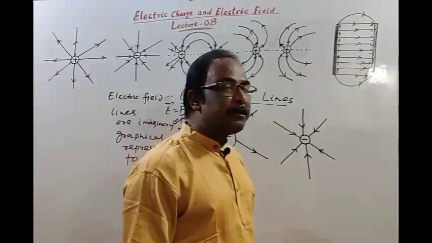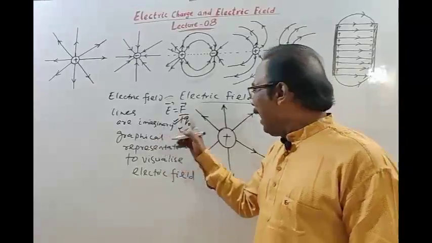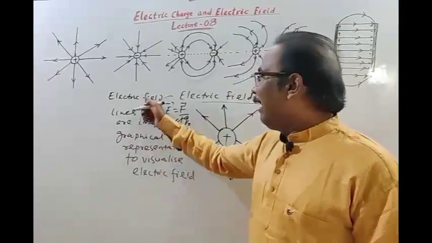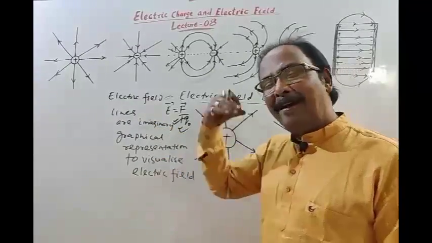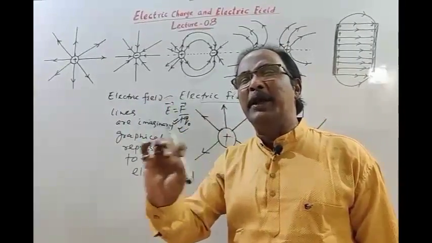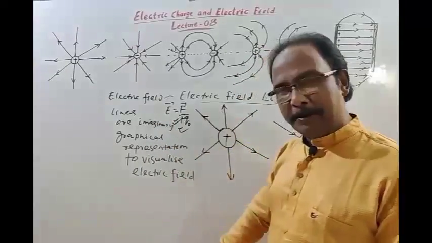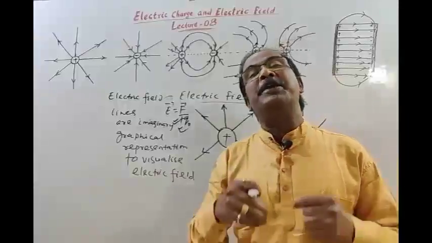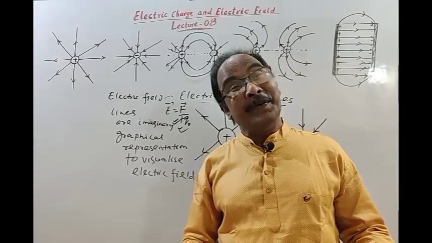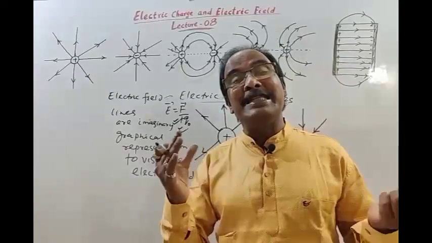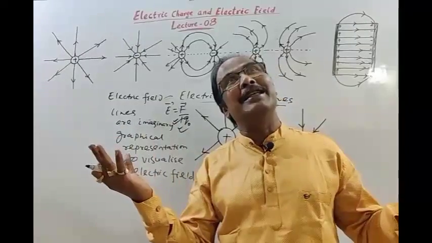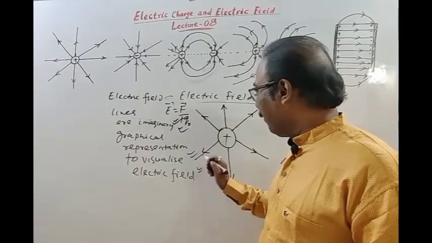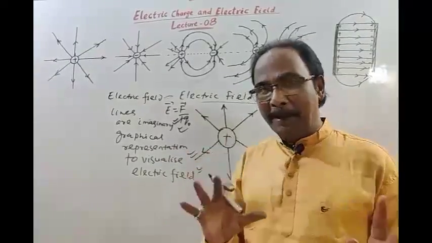Okay, electric field lines are imaginary. We are drawing those lines; the lines are not drawn automatically. Electric field lines are an imaginary graphical representation to visualize the electric field. It means we have to imagine the presence of an electric field by visualizing these imaginary lines.